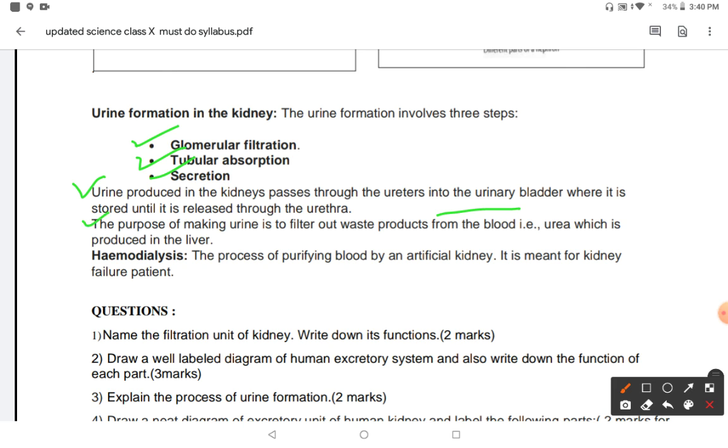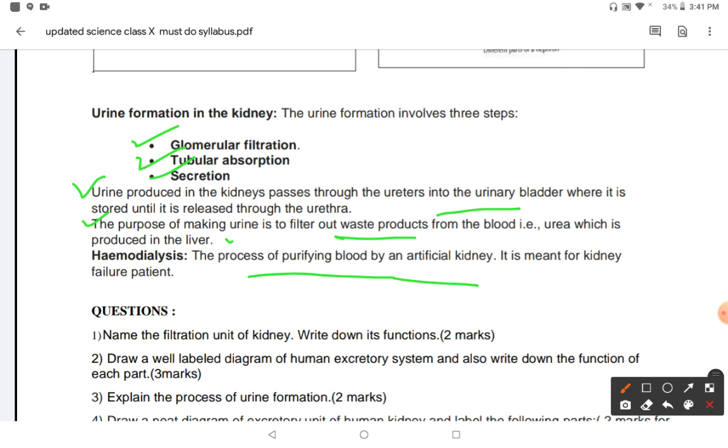The purpose of making urine is to filter out waste products from the blood and the urea which is produced in the liver. Then what is hemodialysis? The process of purifying blood by an artificial kidney. It is meant for kidney failure patients, and this is called hemodialysis.